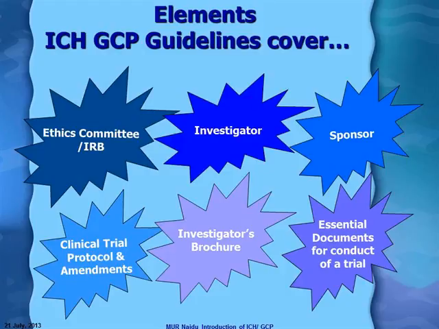The answer is there are 6 main elements which are covered under ICH GCP guidelines, which include sponsor, clinical investigator, ethics committee or institutional review board, clinical trial protocol and all the amendments, investigator brochure which contains the detailed information about the clinical trial product. Then there are essential documents for the conduct of clinical trial.